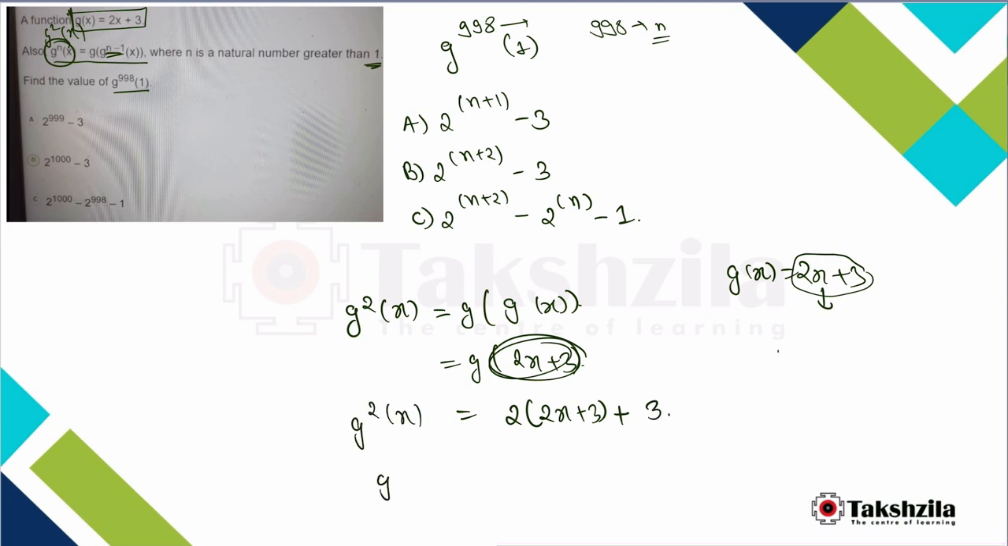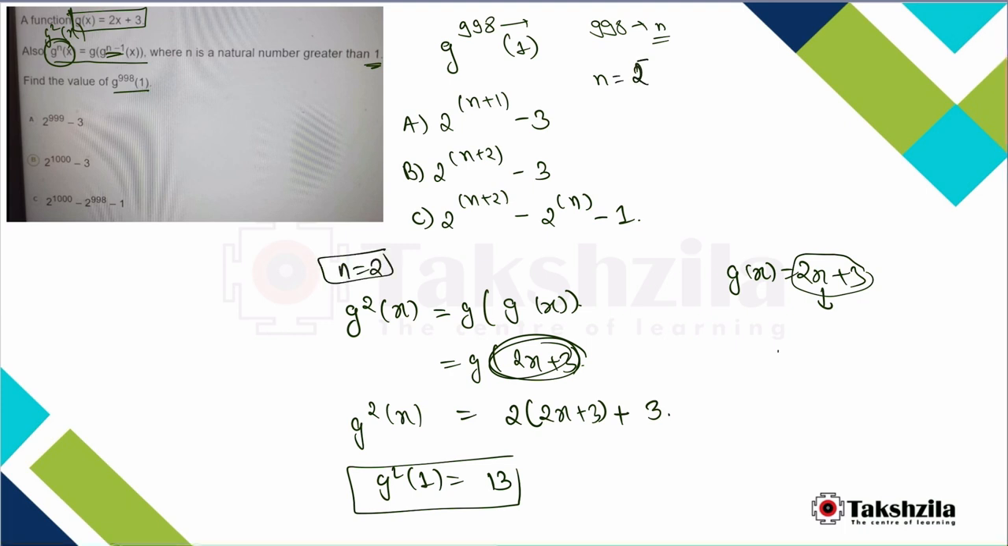Now g_2(1) will be: 2 times 1 is 2, plus 3 is 5, 5 times 2 is 10, plus 3 is 13. So g_2(1) is 13. Now we have to put in the options and check which option will give us that. The value of n is 2 for us, we have taken n equal to 2.